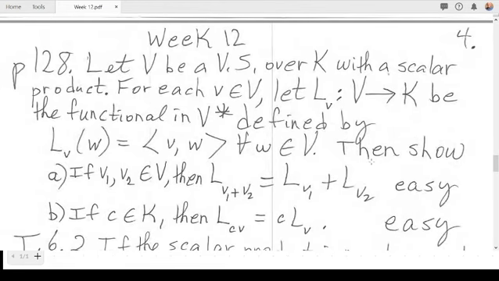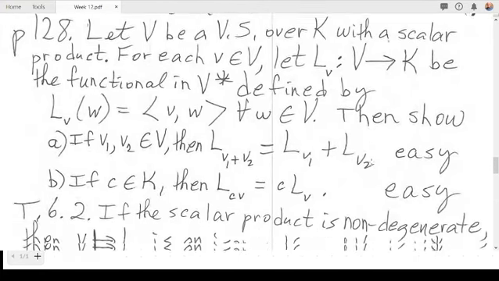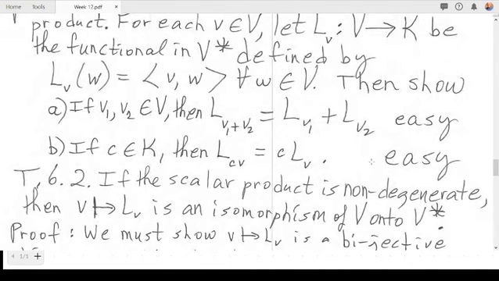Page 128. Now let V be a vector space over K with scalar product. For each v in V, let L sub v, from V to K, be the functional in V star defined by the scalar product of v with w for all w in V. It's easily shown that L sub v is a linear map.